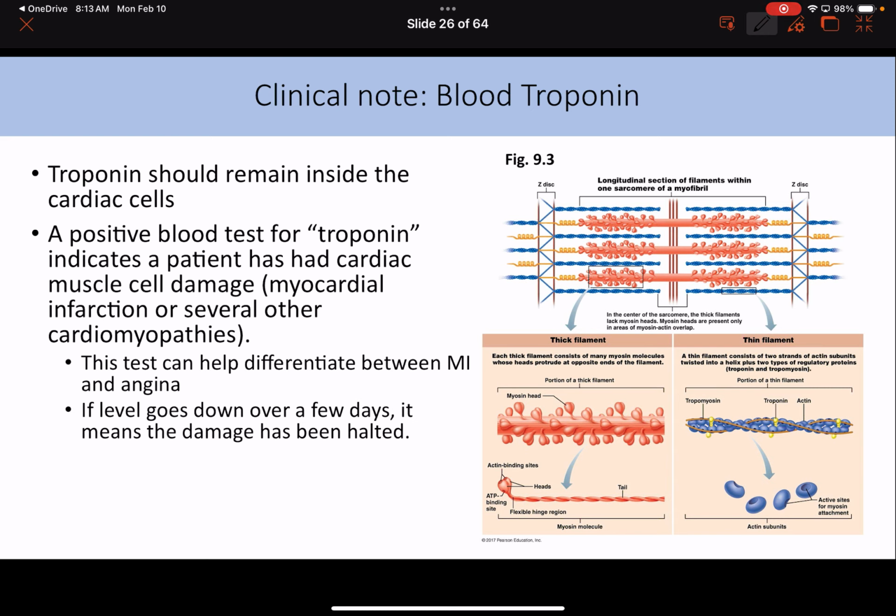And so if the level goes down over a few days, it means the damage has been halted, and there's no longer cardiac muscle cell death going on. But after a few days, if troponin is elevated, then damage to the heart is continuing, and so you're still experiencing that ischemia. Those muscle cells are still starving for oxygen and are dying. And all that should be in your lecture notes.